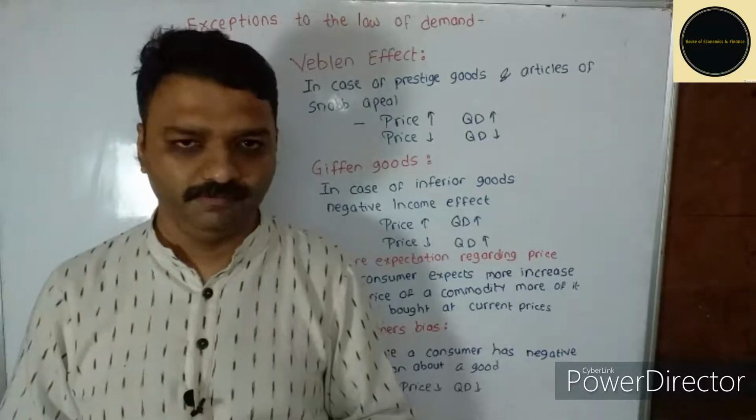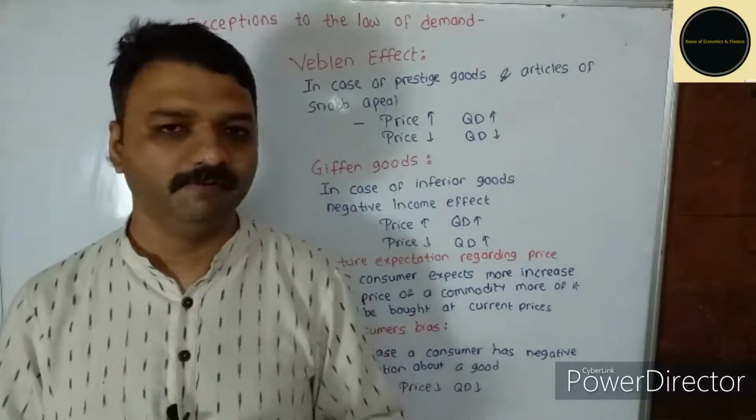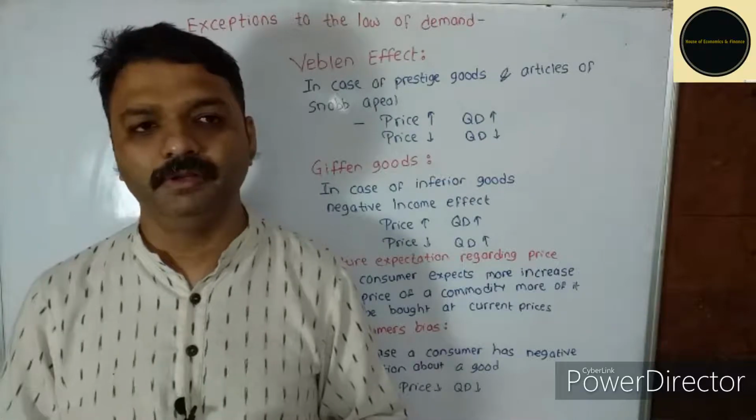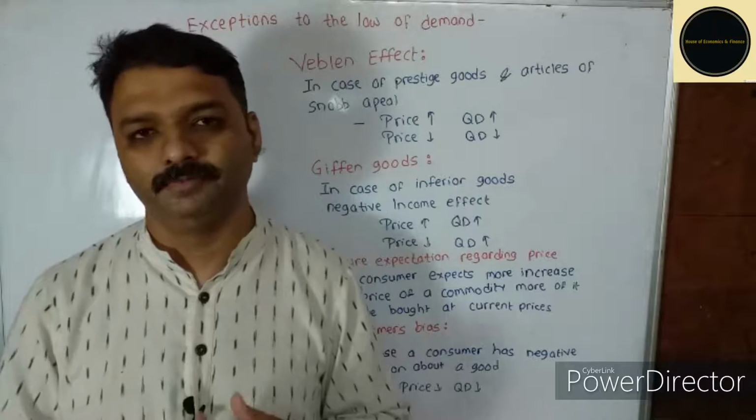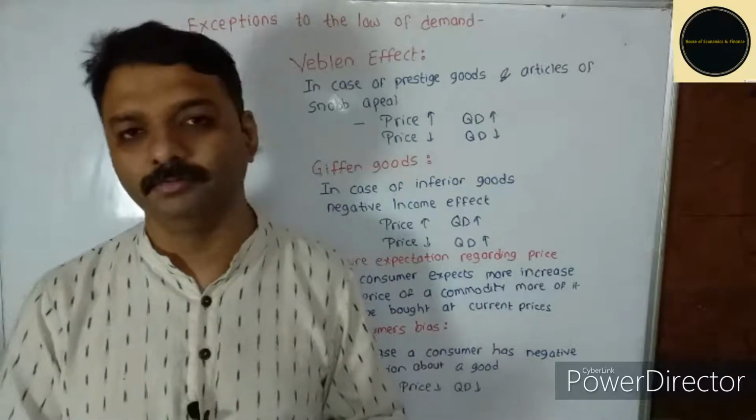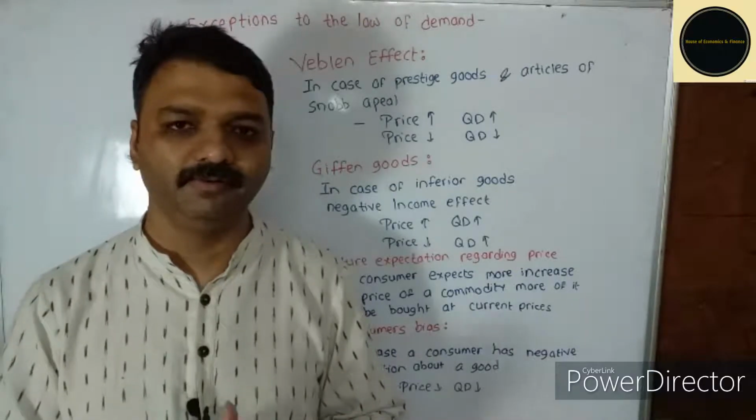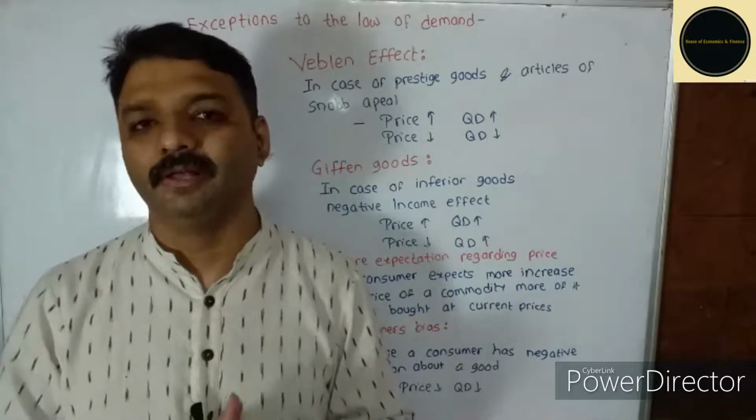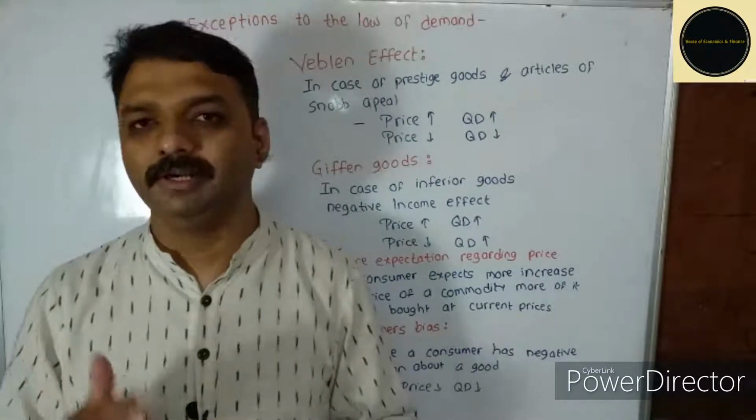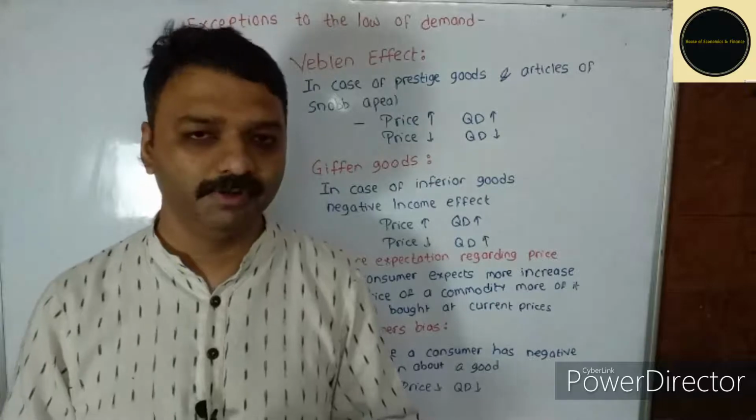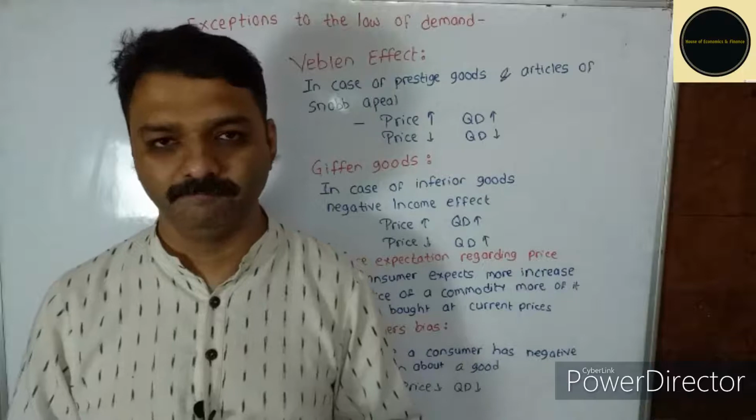We have discussed the law of demand in the previous lecture. Now we will discuss some of the exceptions to the law of demand. In case of the law of demand, we know that as the price of a particular commodity increases, the quantity demanded should decrease, and if the price decreases, then the quantity demanded of that commodity should increase. But there are a few exceptions to this phenomenon.